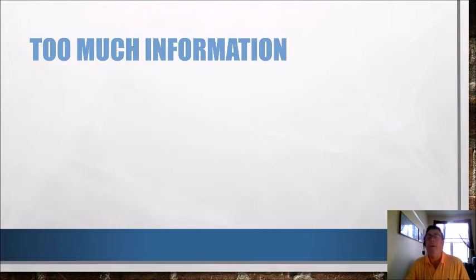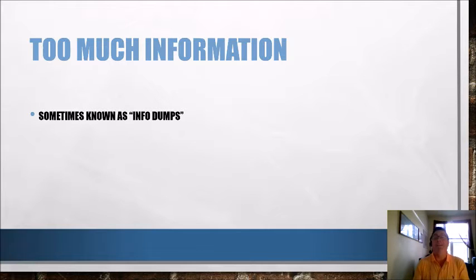What are we talking about with too much information? Well, basically, this is known as an info dump or information dumps, and we see this a lot of times with authors. You're reading along, if you've read a story like this before, and all of a sudden it's like somebody walked in with a box of all their research and they just dumped it on the table. That's an information dump.